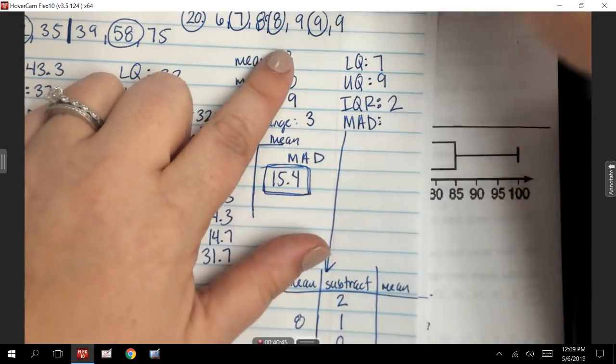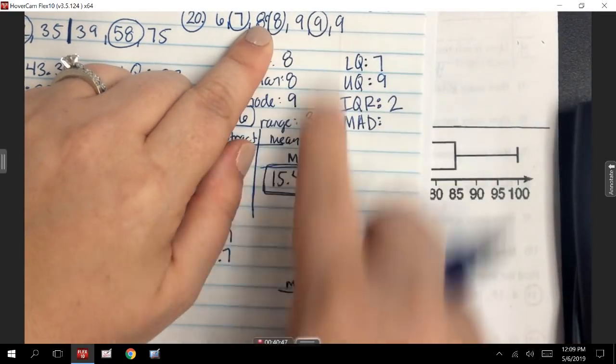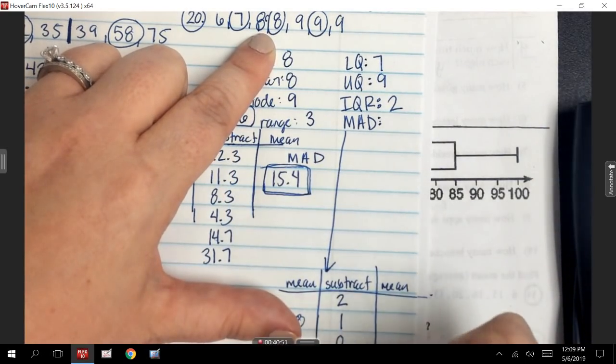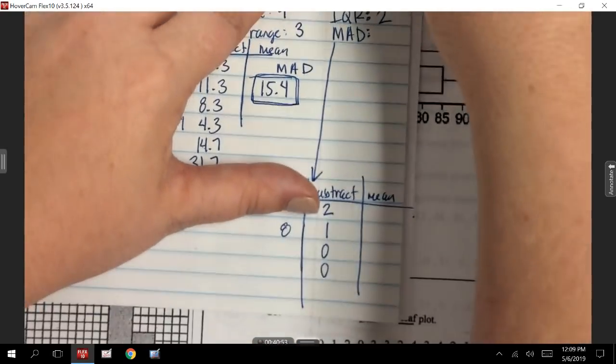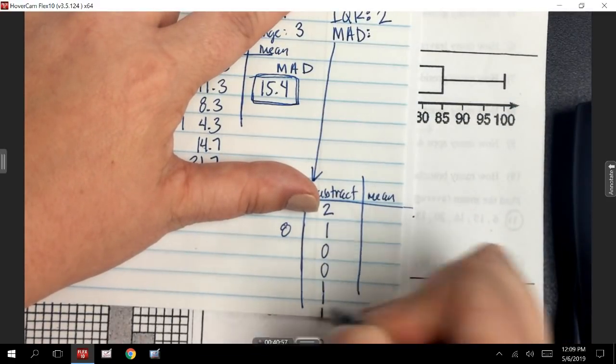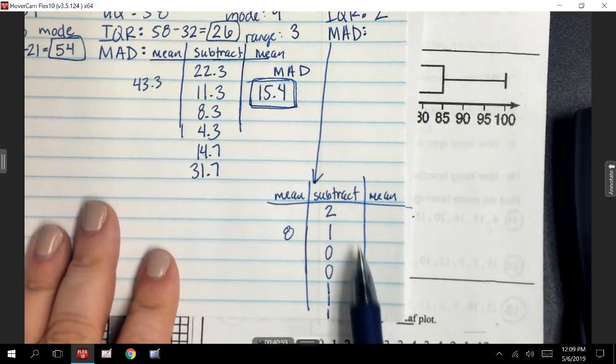Then we're going to do the next one. Well, if I move it up, then you can't see these numbers. And so then we're going to have 8 minus 8 again. I'm going to write 0 again. 9 minus 8 is 1, 9 minus 8 is 1, and 9 minus 8 is 1. So I have to have all 3 of those written in.